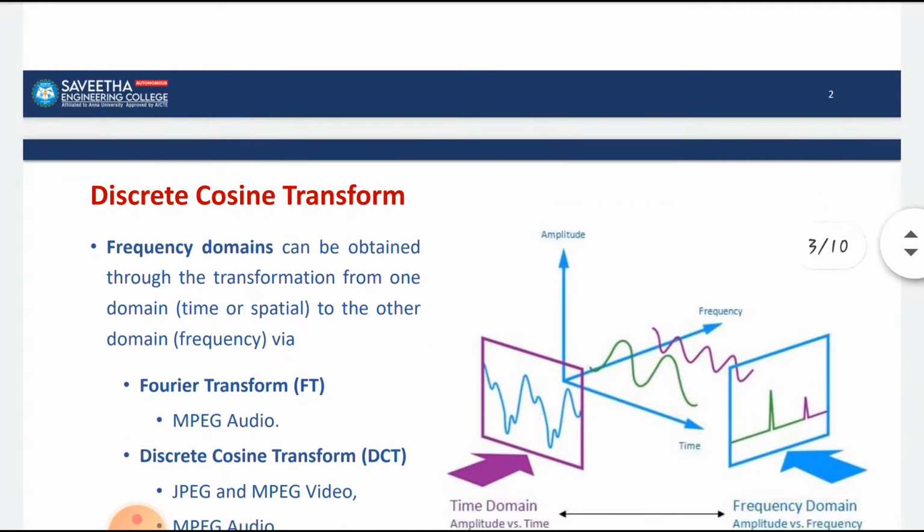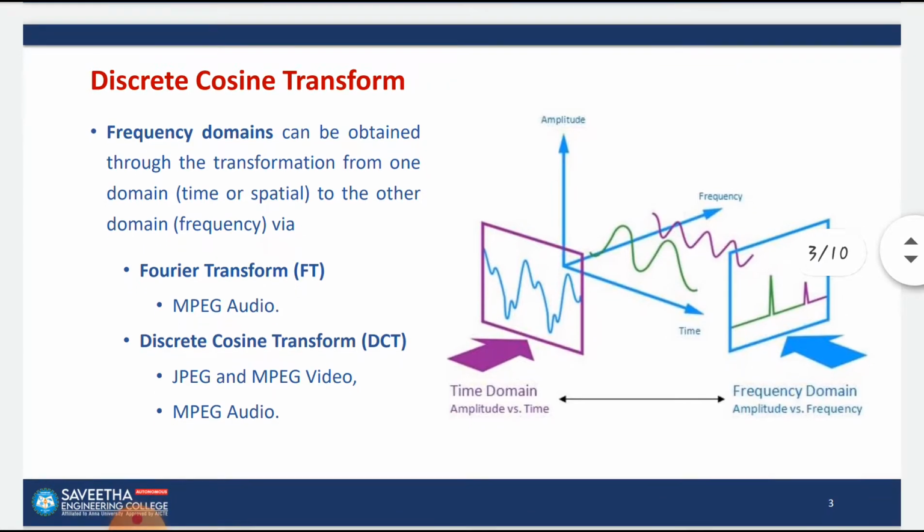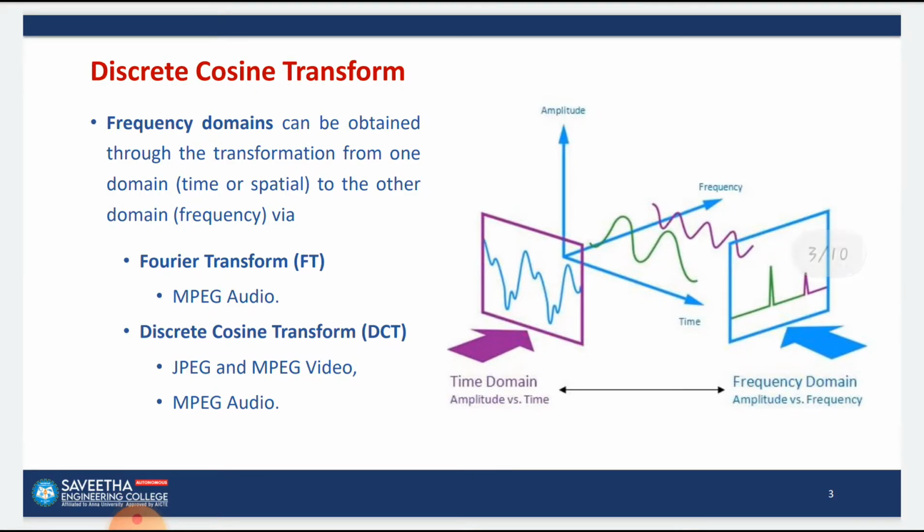To begin with, what is time domain and frequency domain? If you look at this picture here, in the time domain, on the left side, you have the signal with respect to amplitude versus time. So you know at what time you have what amplitude. In the frequency domain, you will be looking at the signal with respect to the frequency.